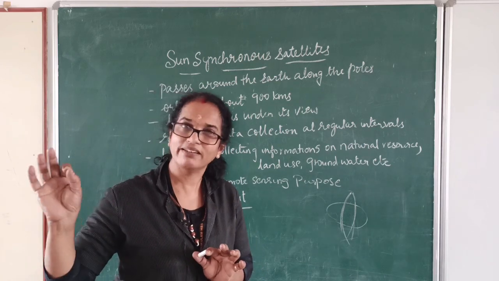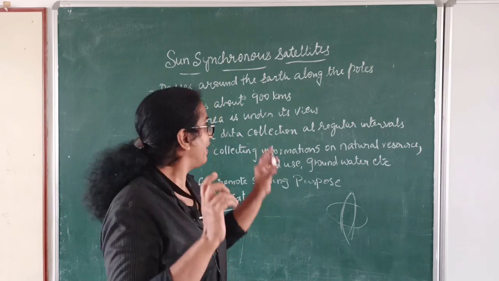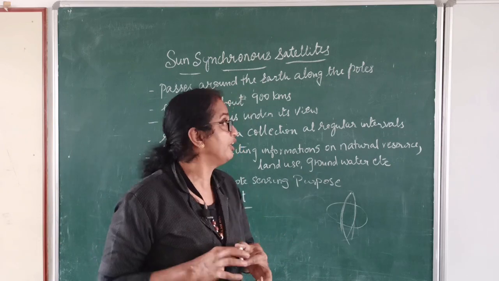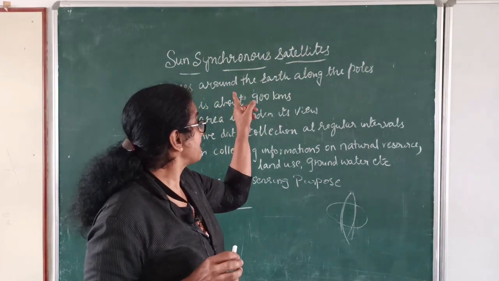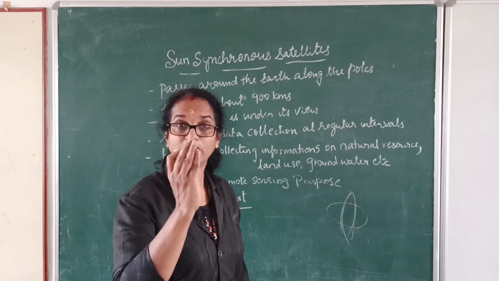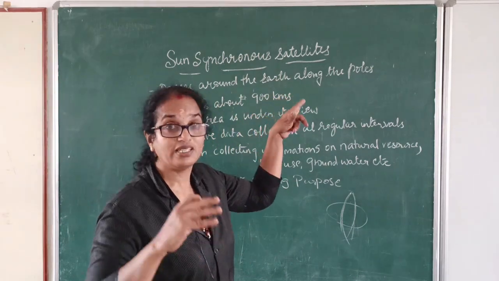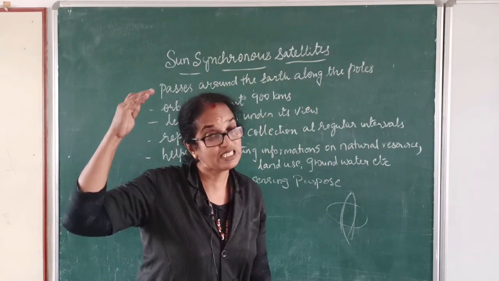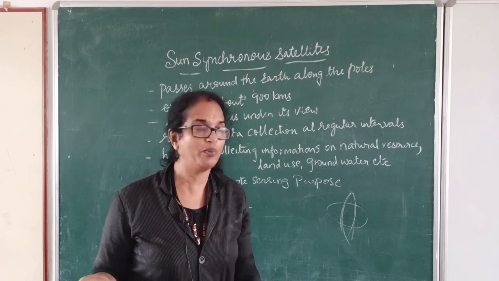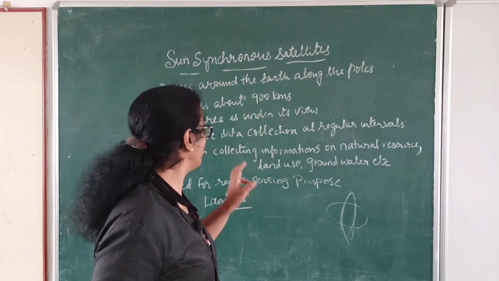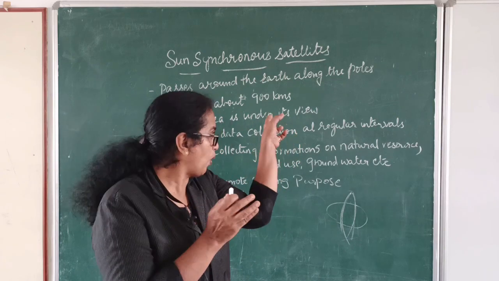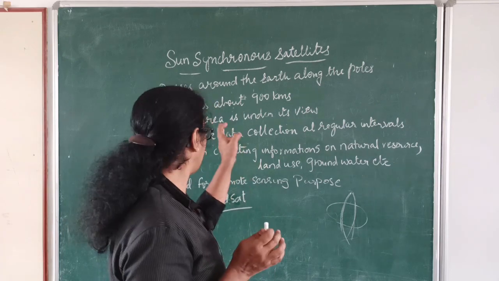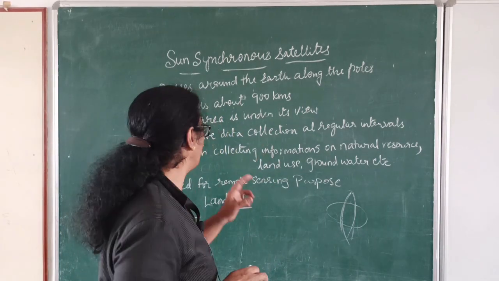Orbit is only 900 kilometers. You can bring out the difference right away. When you are studying, my dear children, study carefully and you will get the next point. Geostationary moves around the earth according to the rotation of the earth. Sunsynchronous passes around the earth along the poles. Geostationary orbit is almost about 36,000 kilometers. Here it is 900 kilometers. There, 1/3 of the earth comes under the view of geostationary. Here less area comes under the view.